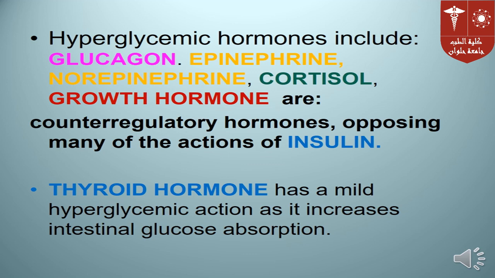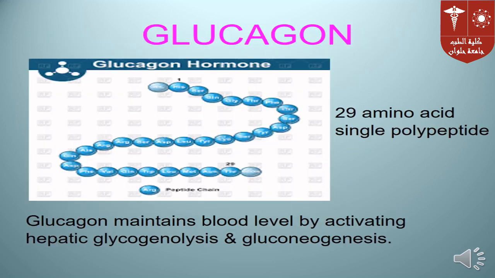Thyroid hormone is considered a mild hyperglycemic hormone as it increases intestinal glucose absorption, but it doesn't have a big role in raising the blood sugar. It's mild hyperglycemic, so we don't consider it as a typical hyperglycemic hormone. Thyroid hormone بنعتبره هرمون بيرفع البلاد شوجر بس mild. الأكشن بتاعه is weak لأنه بيرفع البلاد شوجر through إنه بيزود الابsorption of glucose from the intestine، فبنسميه weak hyperglycemic. لكن دول هما المين hyperglycemic hormones.